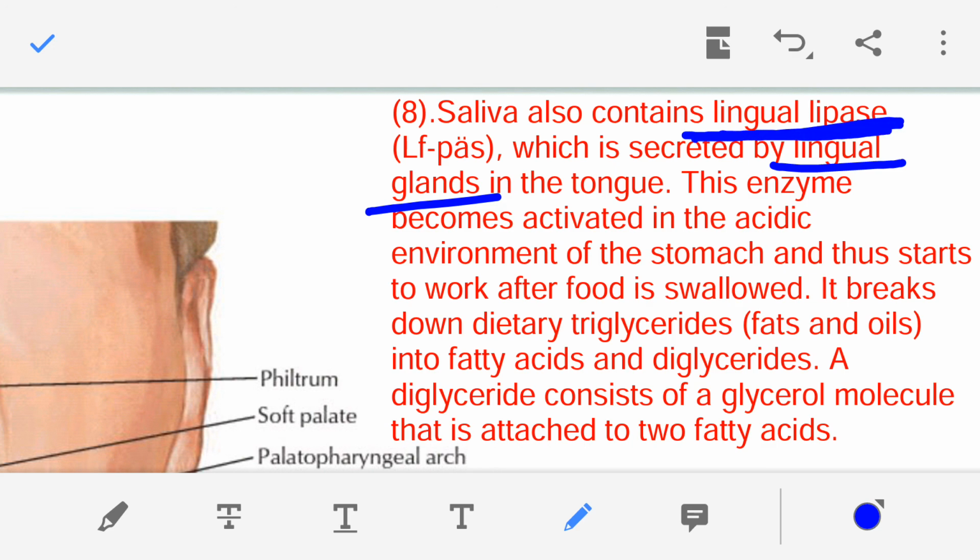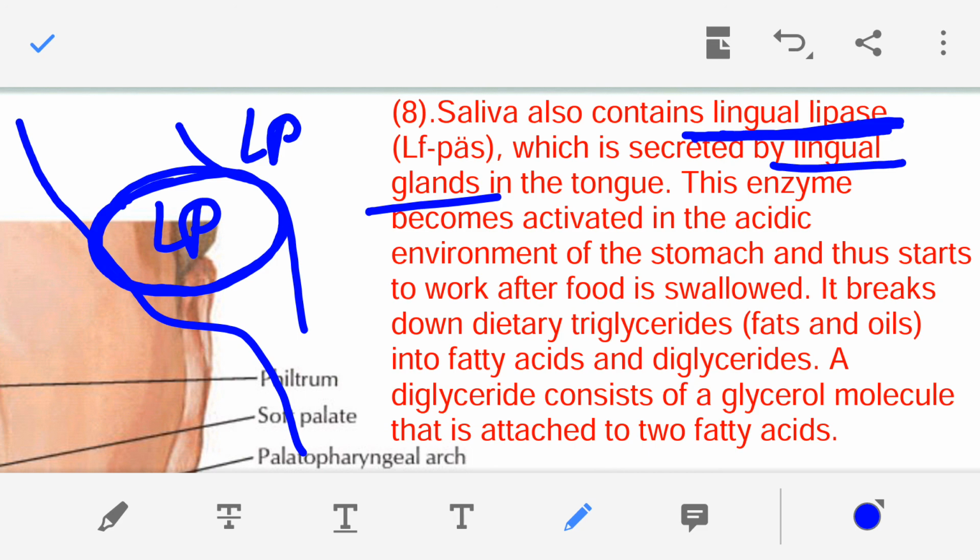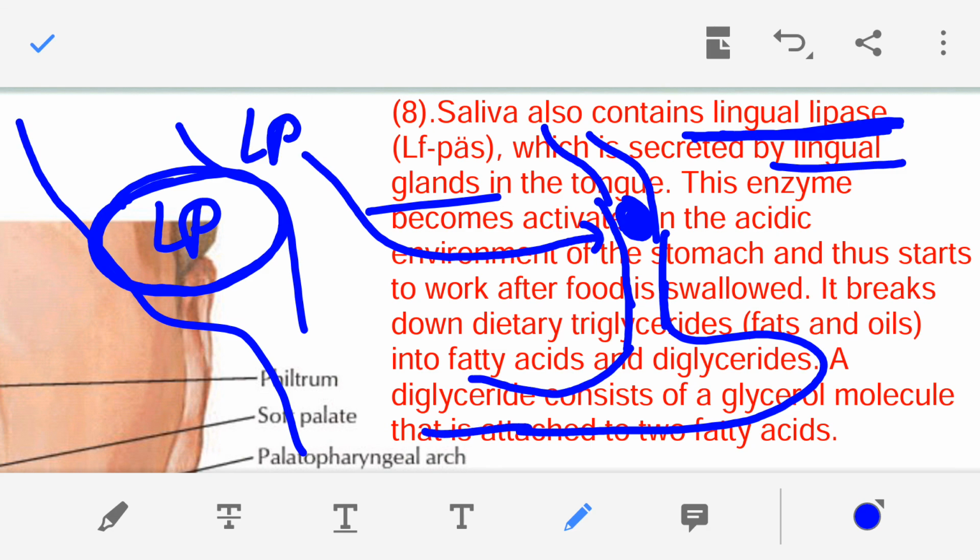And this lingual lipase, let's say this is the bolus, okay? And lingual lipase mixes with the bolus, and we engulf this bolus, okay? So let's say this is the esophagus, and this is the bolus. So in this bolus, lingual lipase enzyme is there, and this bolus enters into the stomach.